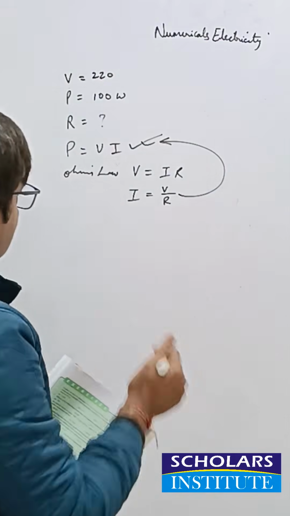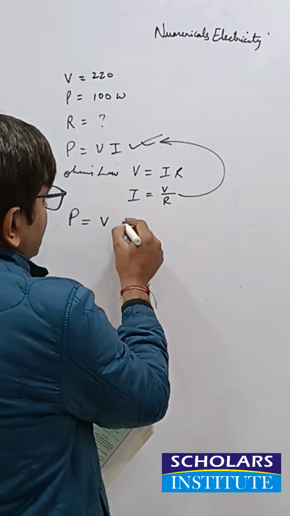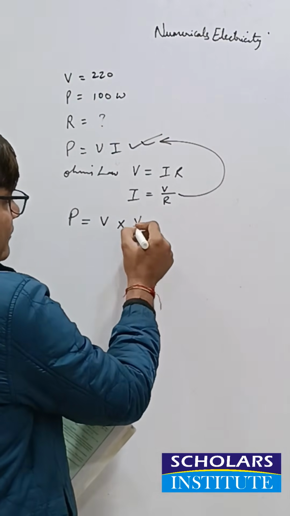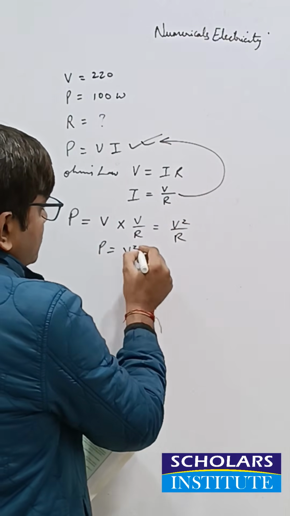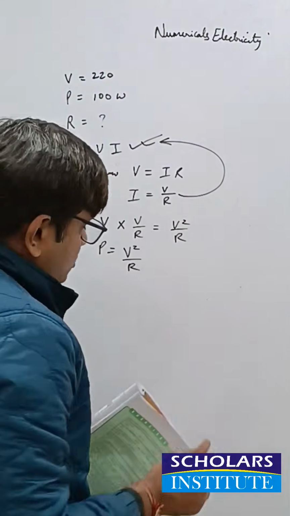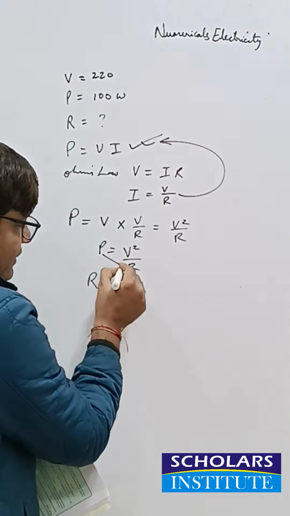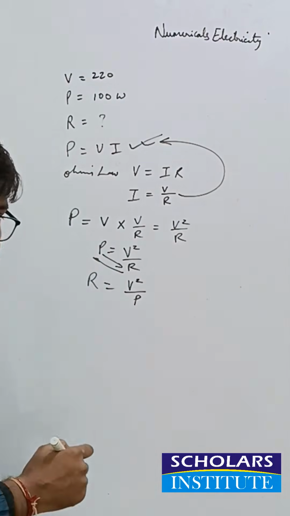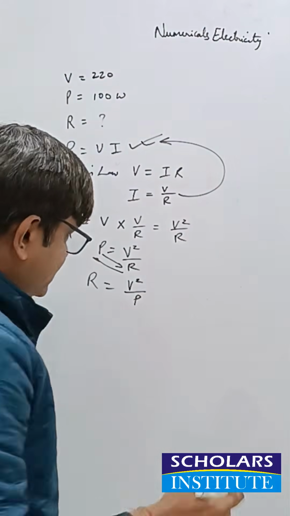by V by R. So the formula for power will now become V into, in place of I we can write V by R. So it becomes V square upon R. So P is equal to V square upon R. So R will become V square upon P. P will come here, R will go there. So with this, now we can find out the value of resistance.